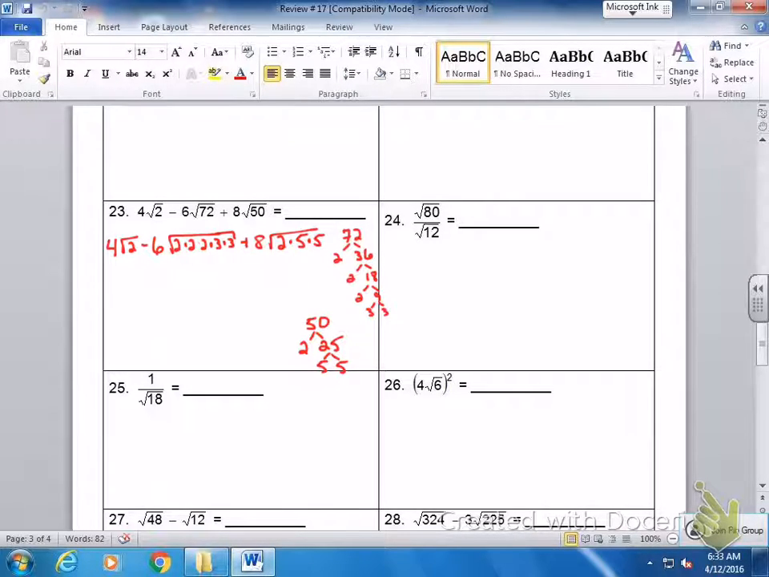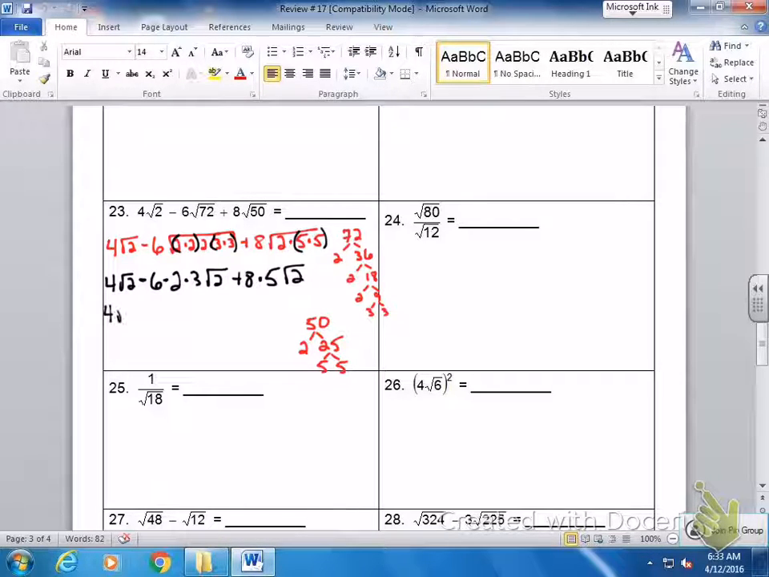Now we can bring out what we can. I still have the 4 square roots of 2, but I have minus 6 times, I can pull out a group of 2's and a group of 3's, so times 2 times 3, but a 2 would be left inside, plus 8 times 5. We have a pair of 5, so I can pull out a 5, square roots of 2. Now that's a little bit of work there, guys, but once you do it, everything else is pretty easy.